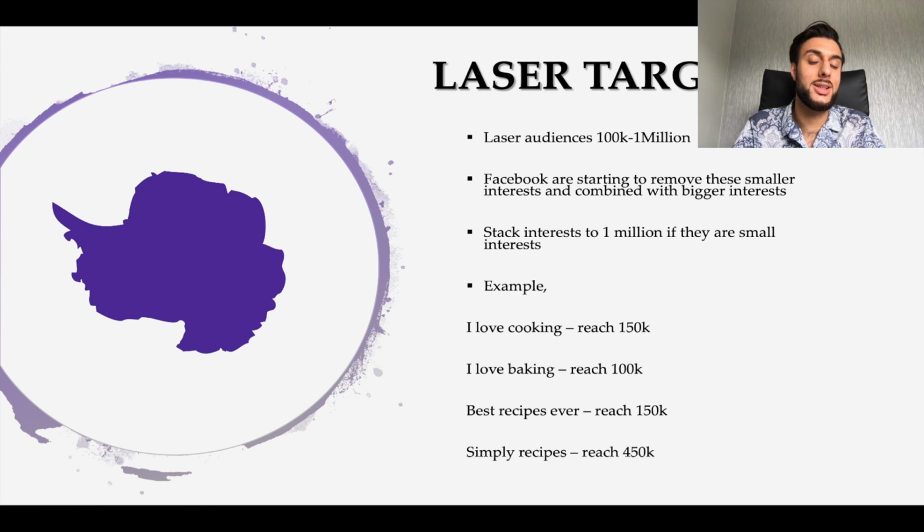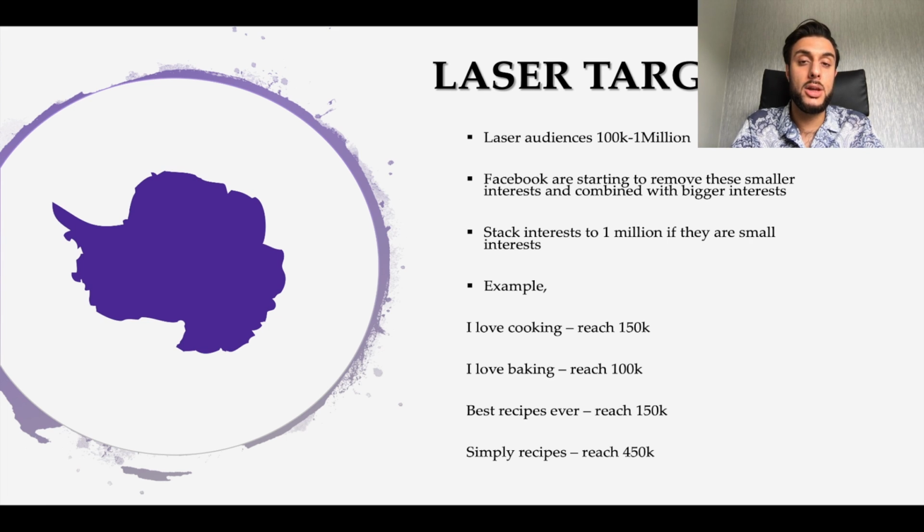Now, stack interests to 1 million if they are small interests. So if you're picking interests that are super small, what you're going to want to do is stack them on top of each other to give you an interest size of at least 500 to a million people. So I've given you an example here. Let's say I pick I love cooking as an interest and the reach is only 150,000. That's way too small. So what I'm going to want to do is stack it with another interest, and the interest could be I love baking. Now the reach of that is 100k, so altogether we're at 250k.